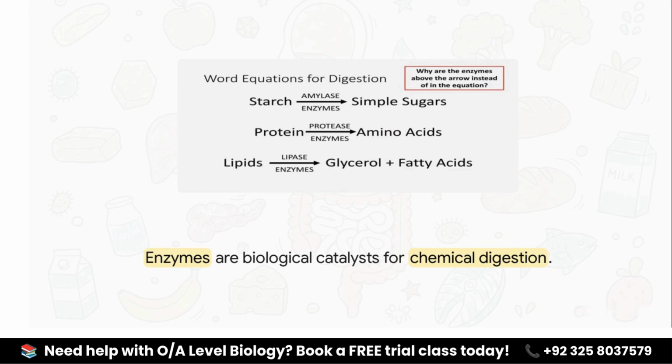First, the enzyme amylase breaks down starch into simple sugars. Second, protease enzymes break down proteins into amino acids. And third, lipase enzymes break down lipids, which are fats, into glycerol and fatty acids. Now, a quick tip. You'll often see the enzyme names written above the reaction arrow. That's because they act as biological catalysts. They speed up the reaction, but they aren't consumed or changed by the equation itself.